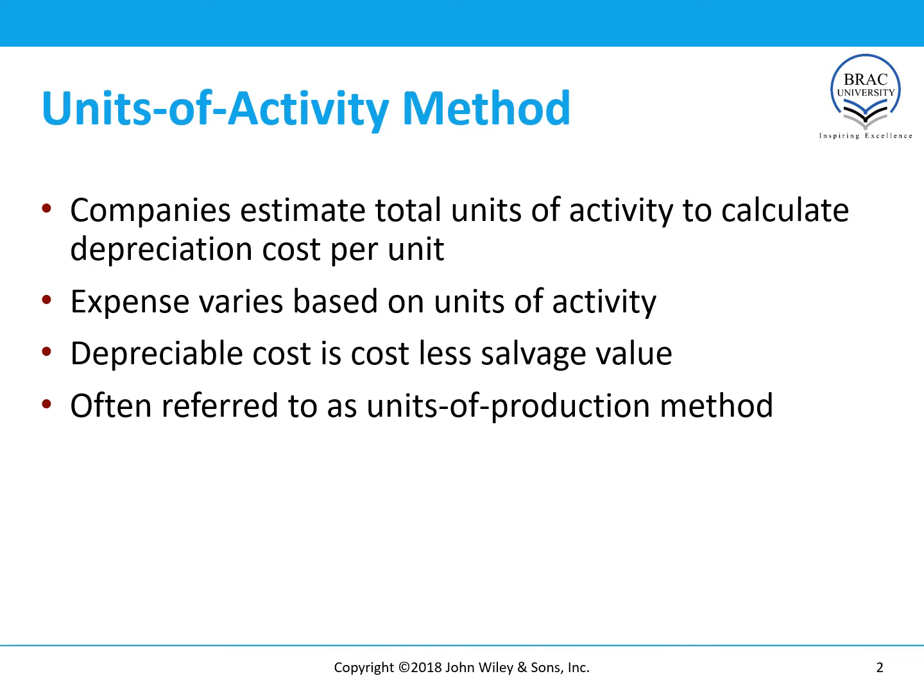So this is how we do it, and you can understand that since the units of activity done by a plant asset each year may vary, the depreciation expense will vary from year to year. So unlike straight line depreciation, we will not have the same depreciation expense for all the years during the useful life. And the units of activity method is also referred to as the units of production method, and these two terms can be used interchangeably.